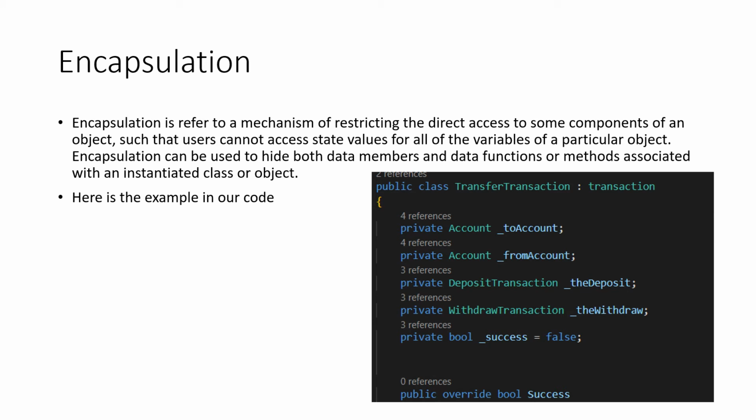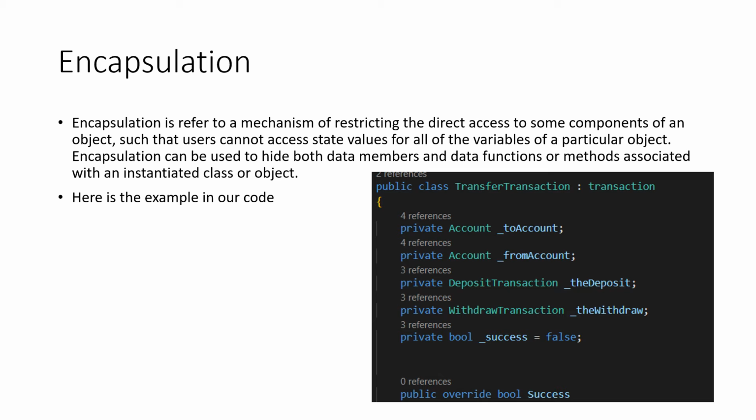Encapsulation is referred to as a mechanism of restricting the direct access to some components of an object, such that the user cannot access state values of the variables of a particular object. Encapsulation can be used to hide both data members and data functions or methods associated with an instantiated class or object. So here is our example.